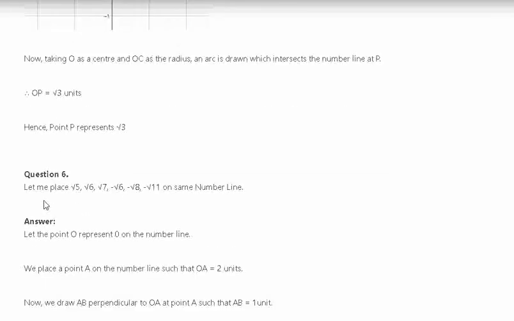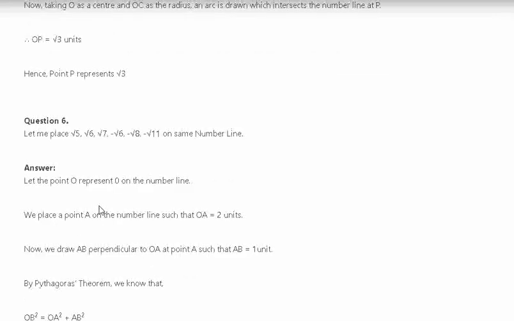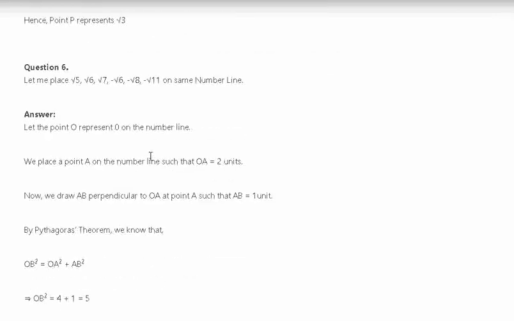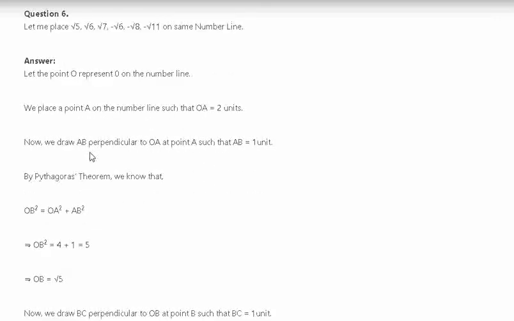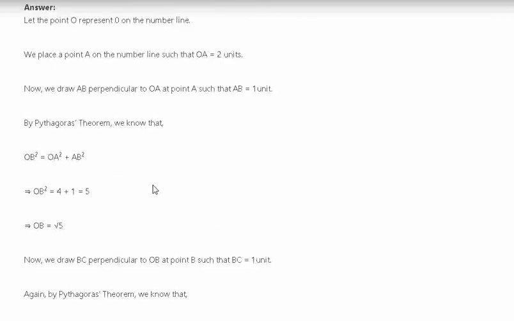Next, let me place root 5, root 6, root 7, root 8 and root 11. Let the point O be 0, so we place the point A such that OA equals 2 units. And now we draw AB. This is the same as the previous one.